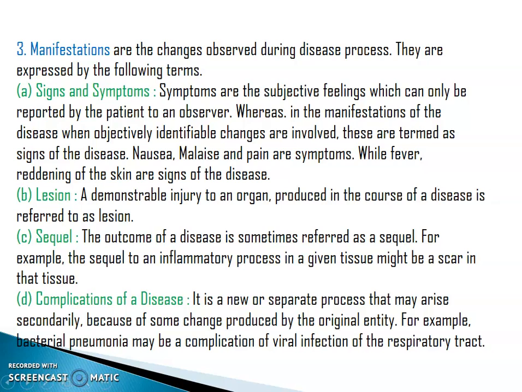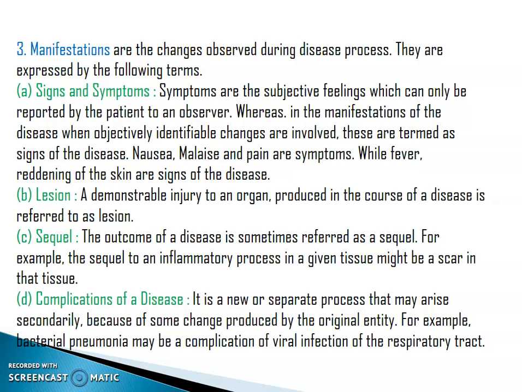Then manifestation. Manifestations are the changes which are observed during the disease process. They can be expressed by the following terms. First term is signs and symptoms. Symptoms are subjective feelings which can only be reported by the patient to an observer. Means only the patient can report his feeling to the observer. That feeling is nothing but the symptoms which the patient feels.